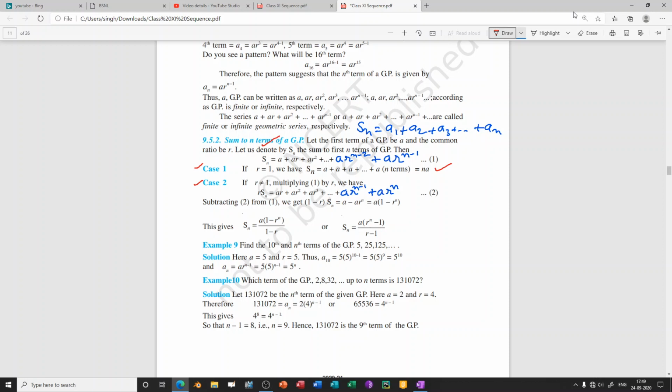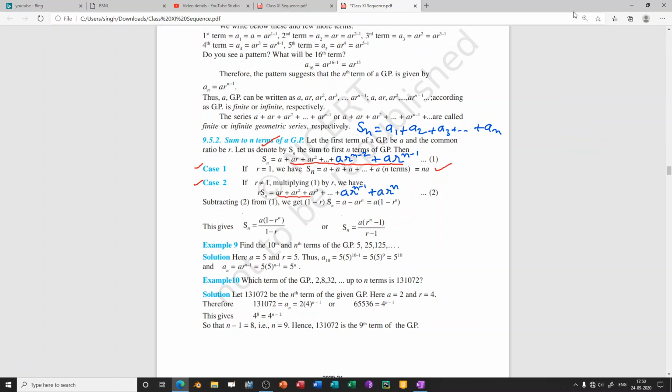Then subtracting 2 from 1. We'll do the subtraction here. When we subtract, that is when we find Sn minus r Sn, you can see that these all terms of equation number 1 will be cancelled by equation number 2. So all you can see here till here, only the last term of equation number 2 will remain. So these both will be cancelled out. What we will be getting here, Sn minus r Sn equals a minus a into r raised to n. So this is what we will get.